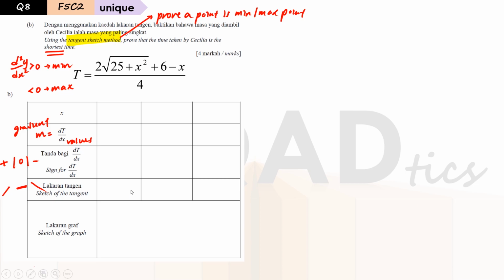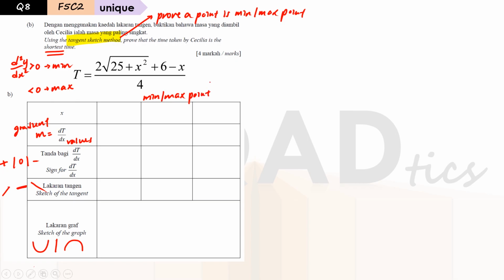Alright, so with these 3 shapes of the lines, then we can form the graph. So the graph can be only 2 answers. Either it's a smiley face or a sad face, according to the sketch of the tangent here. Right, so now we understand row by row already, but how do we start off? By using this table. Alright, so there's one very important thing that we need to know, which is the center of this table would be putting in the information of the minimum or the maximum point.